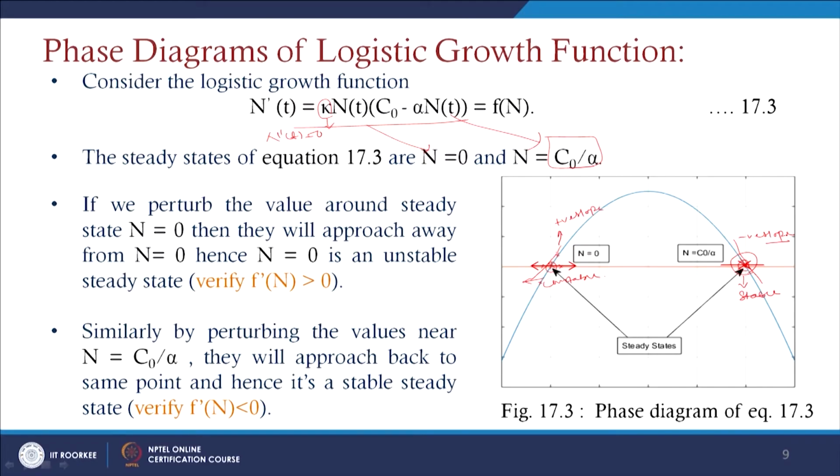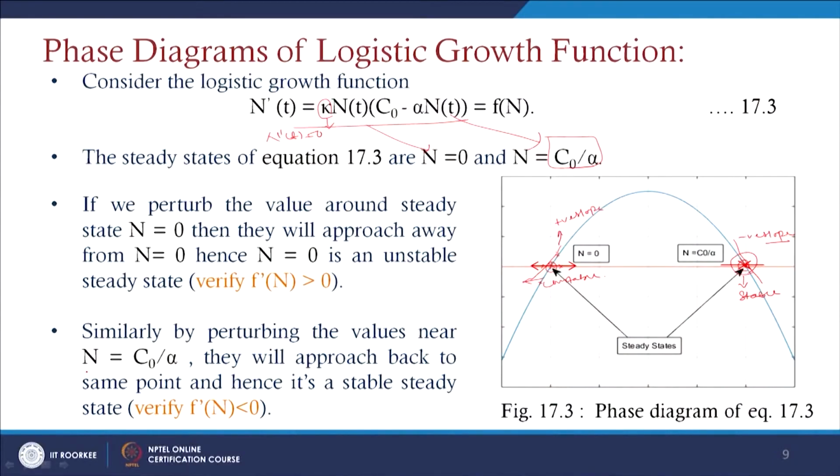And especially from the last slide, we have concluded that when this slope is negative, then we are saying the point is stable, and when the slope is positive, then we will have an unstable point there. So, you can verify that yourself. Then we have written that in a phrase here. By perturbing the values near N equals c0 by alpha, they will approach back to the same point, and hence it is a stable steady state. So, you can verify by considering that the slope should be negative there.